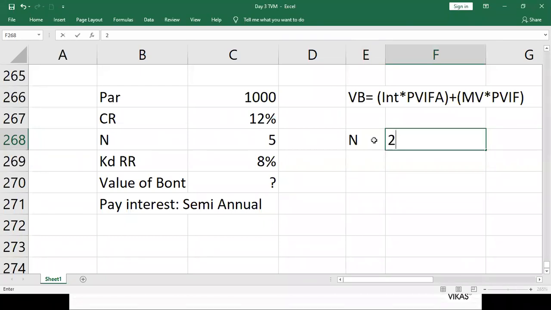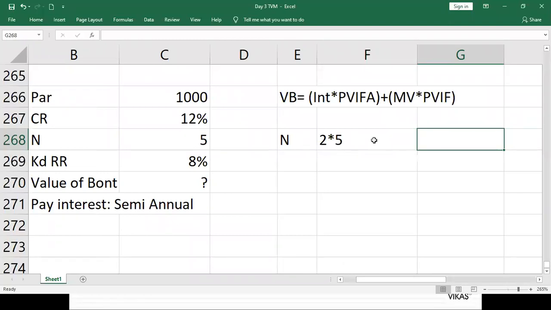For how many years will you take interest from this bond? 5 years. So therefore, how many times will you receive interest for 5 years? 10 times. Yes, 10 times. Per year you will receive 2 times, and for 5 years you will receive 10 times.